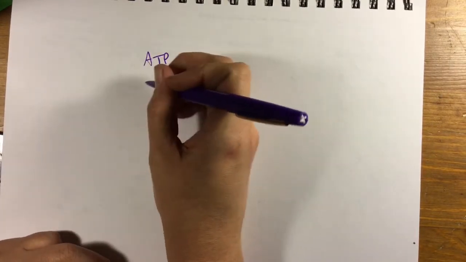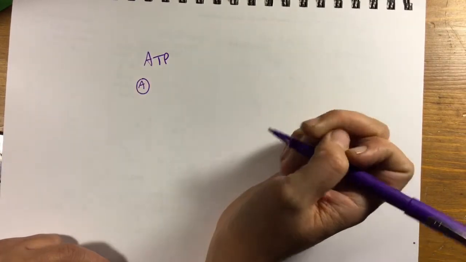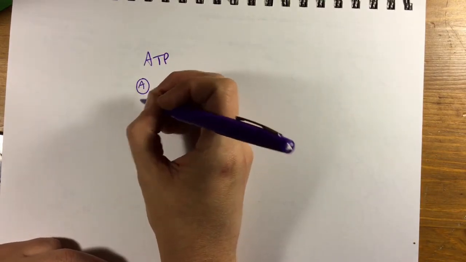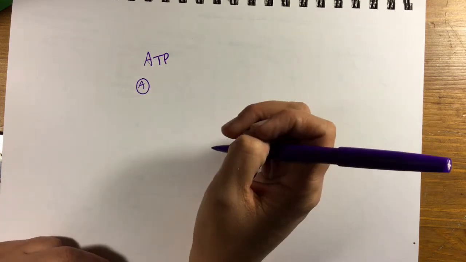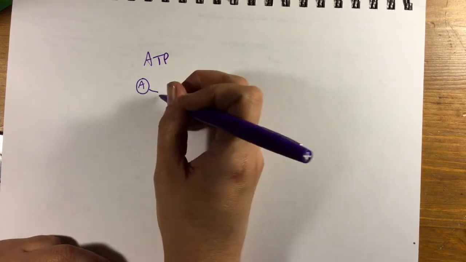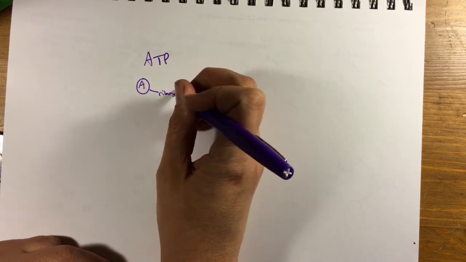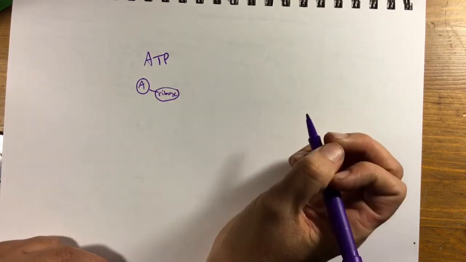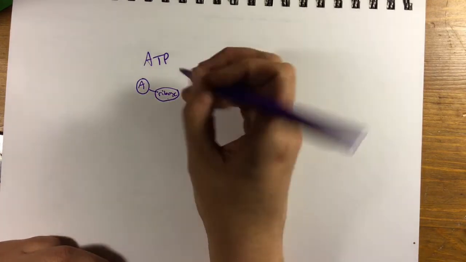triphosphate. I'm not going to draw the chemical structure for it because I don't want to. All you really need to know is that this is the adenine group, and that's the same adenine that's in RNA and DNA. It's then bonded to a ribose sugar, which means that if this was going to go into DNA or RNA, it would have to go into RNA because it's a ribose and not a deoxyribose.